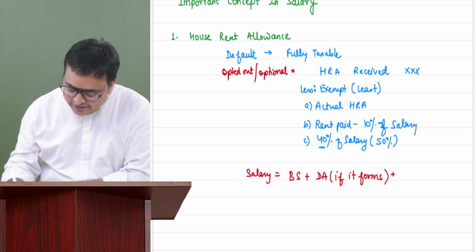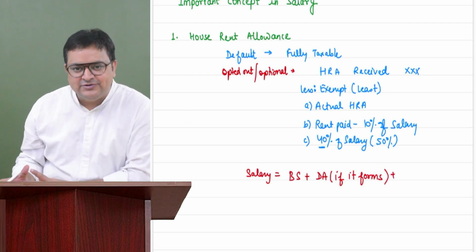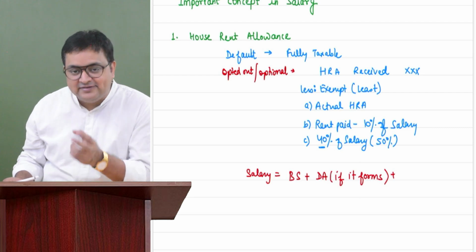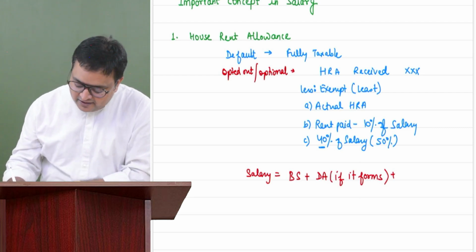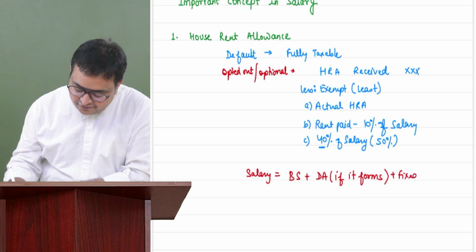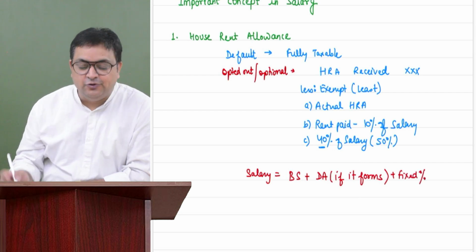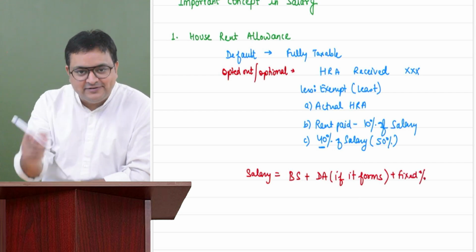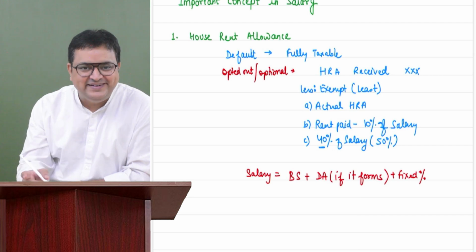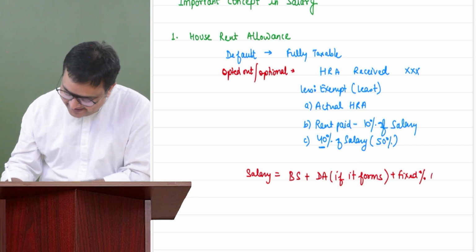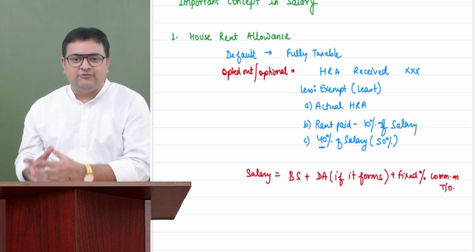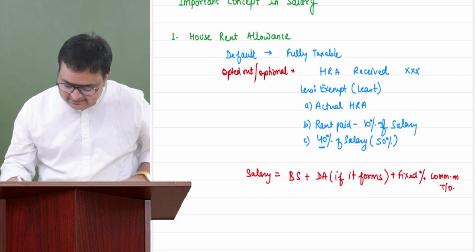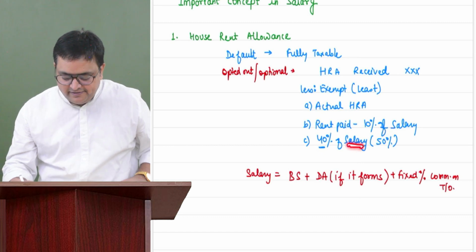And the third component, generally it is missing from the question. If it is missing, you can ignore it, but if it is there, please take that component as well. The third is fixed percentage, not an amount. It should be fixed in percentage. What is it? Commission on turnover. Got it? So these are the three components which you have to take in salary.